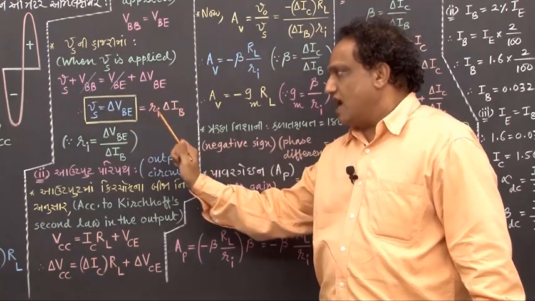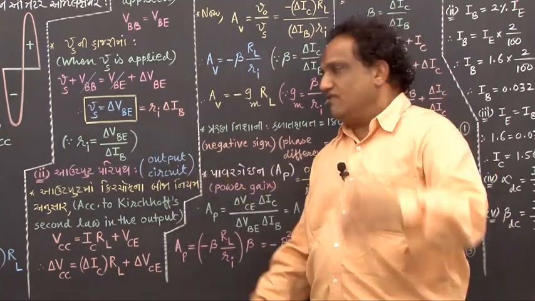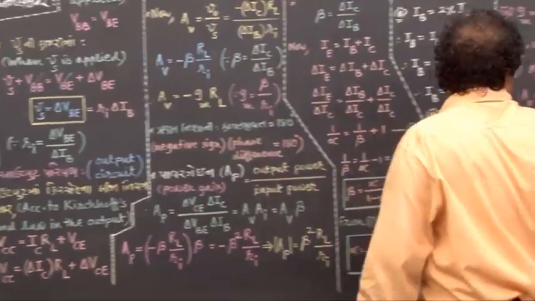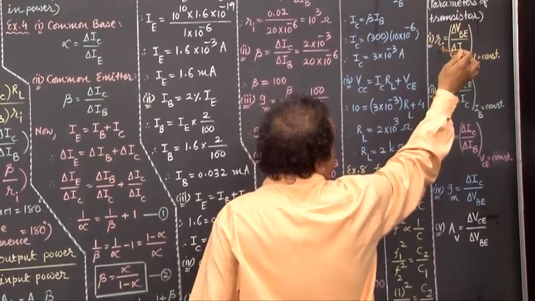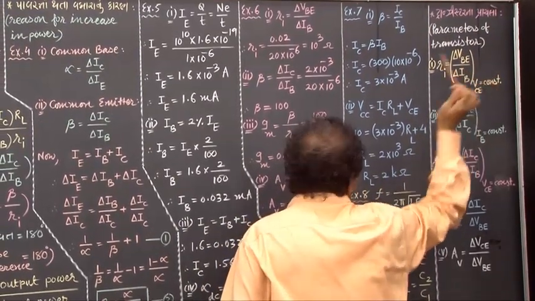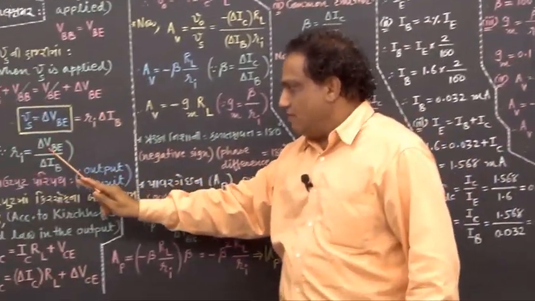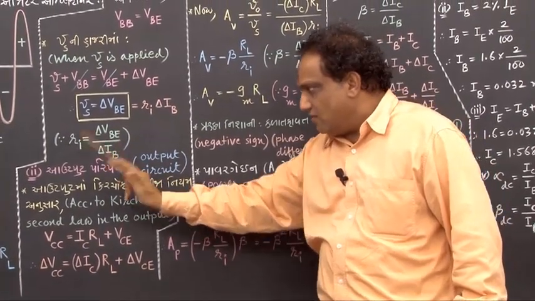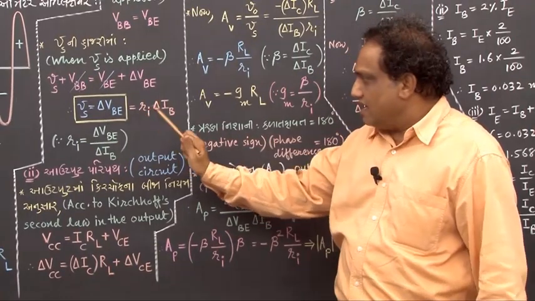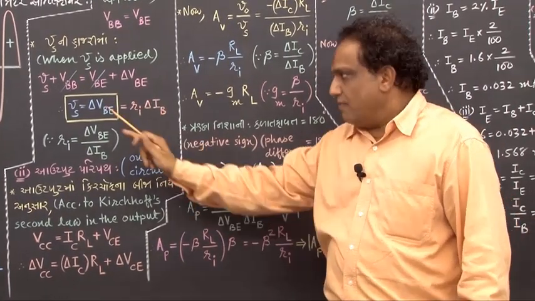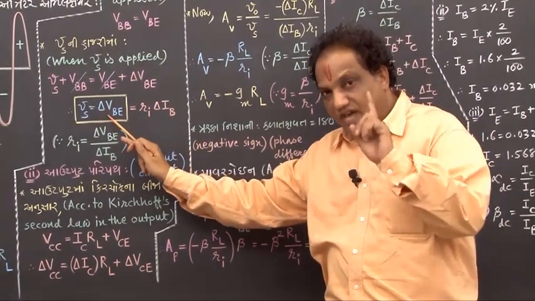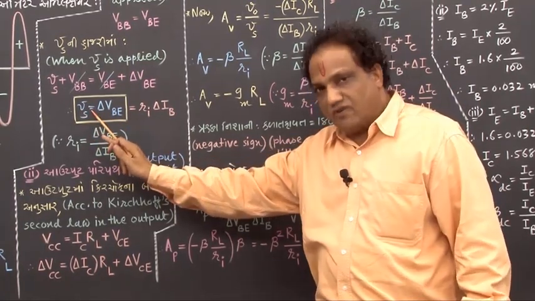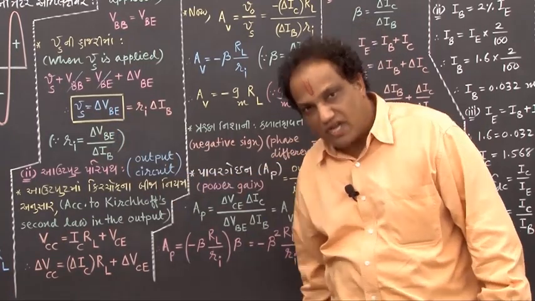And why is it equal to Ri into delta IB? Recall the formula of Ri. What was the formula for input resistance? The formula for input resistance was Ri equals delta VBE upon delta IB. Find out delta VBE from here. It will be Ri into delta IB. Correct? Please remember this small formula, it will be very useful to you in the numericals. Signal voltage is equal to change in base voltage.